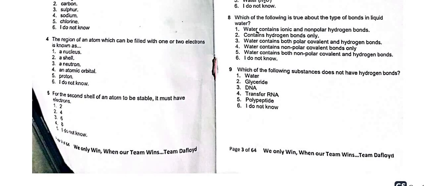Then number 5. We are here on number 5. We're saying for the second shell of an atom to be stable, it must have, read the question more than once so you do not make a mistake, for the second shell of an atom to be stable, it must have how many electrons? 8 electrons. It's a shell, so the second shell can only be fully stable with 8 electrons. So the correct answer here is 4.